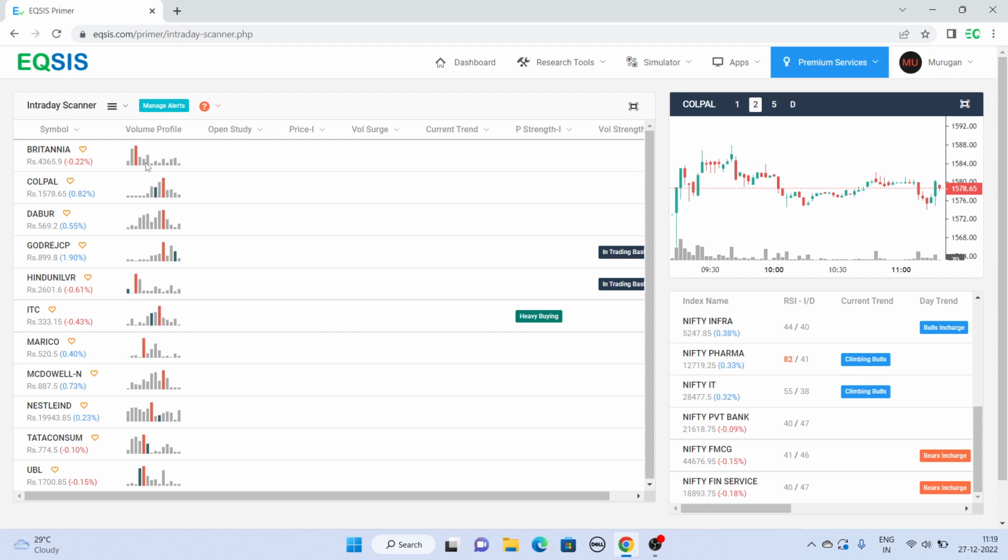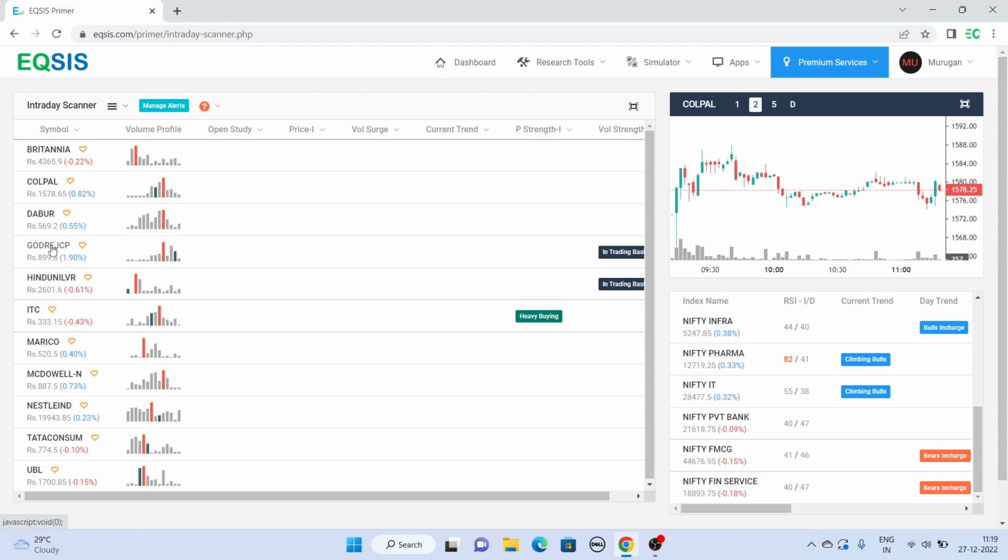Coming back to this, I'm taking this volume profile as a quick indication because I have about tens of companies here. I want to see that most of the companies are now trading nearer to the high volume zone, be it Britannia. If you want to know how to read volume profile, you can look at the separate EQSIS videos there talking about using the volume profile. But now I'm seeing if there are any trading opportunities out of this.